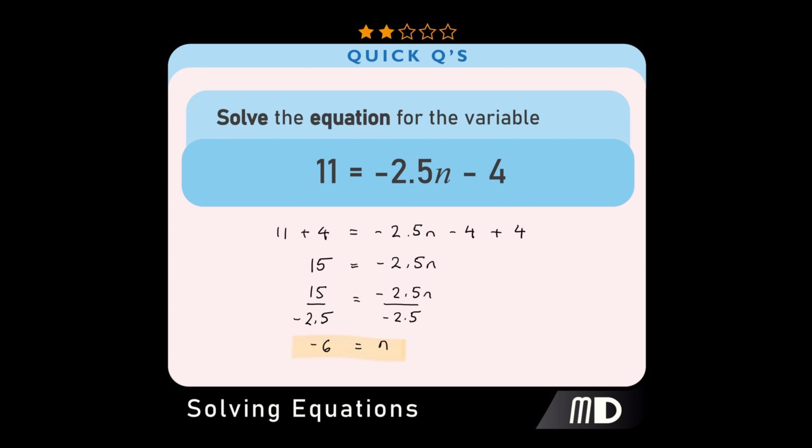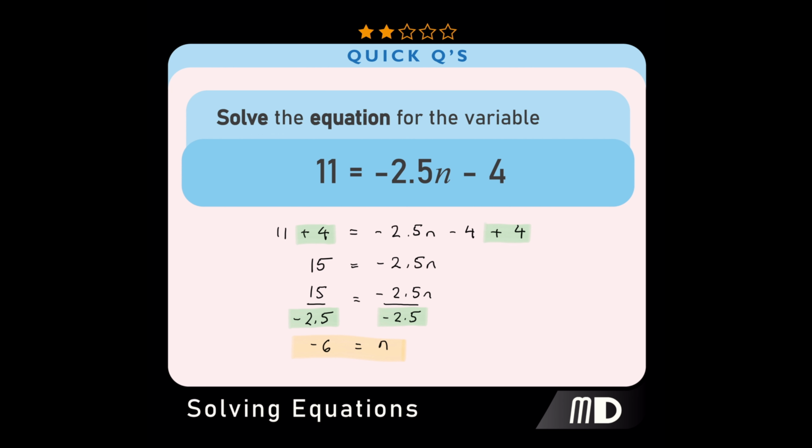To finish, we now have a negative decimal term, but we still need to add 4 to both sides before dividing by that negative decimal to find the value of n.